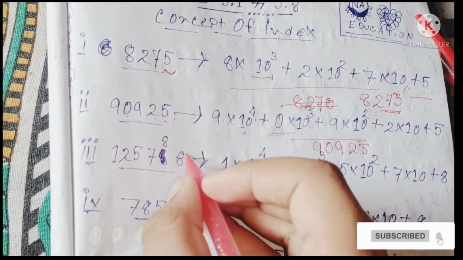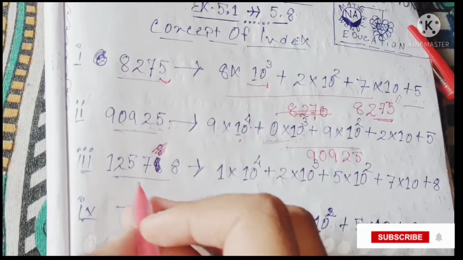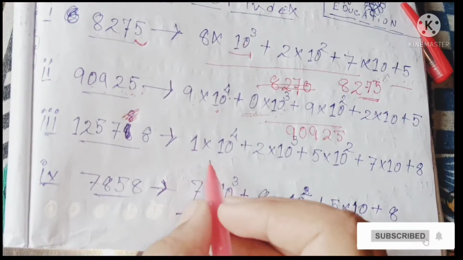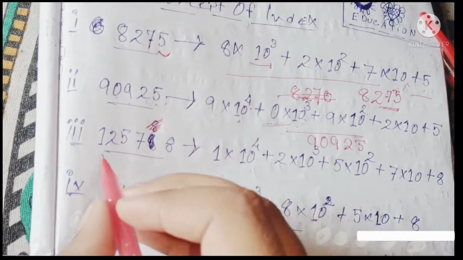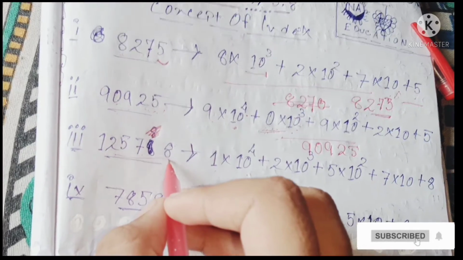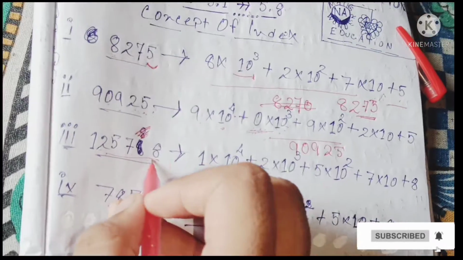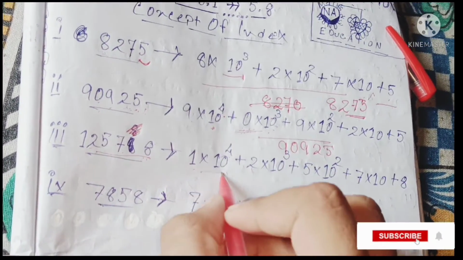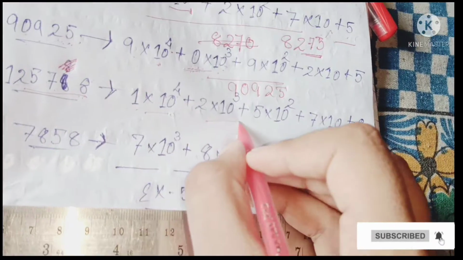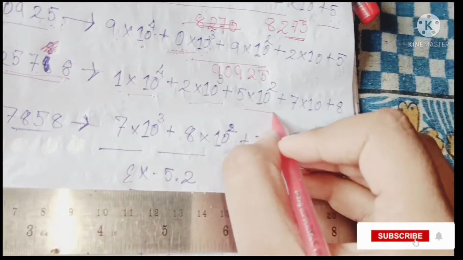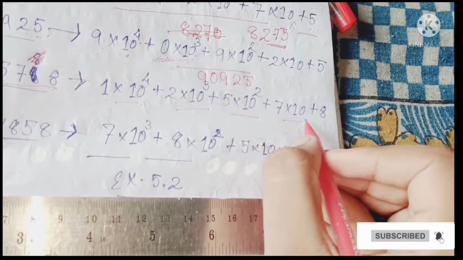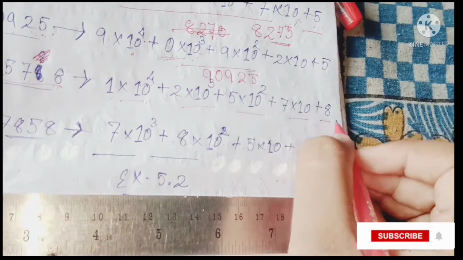Then comes our Roman 3, that is 12578, not 1257 8. This is only 12578, I have mistakenly written it. That is 1 into 10 to the power 4, because how many digits are there in our number? 1, 2, 3, 4. So we have to write 10 to the power 4 at first. Then we have to add 10 to the power 3, then we have to add 10 square, then 10 to the power 1 or only 10, and plus 8, the ones.